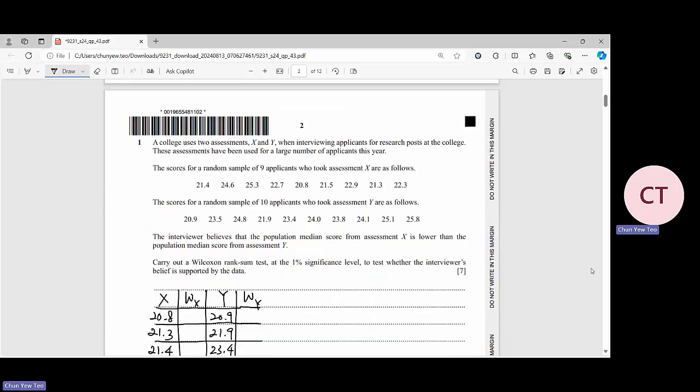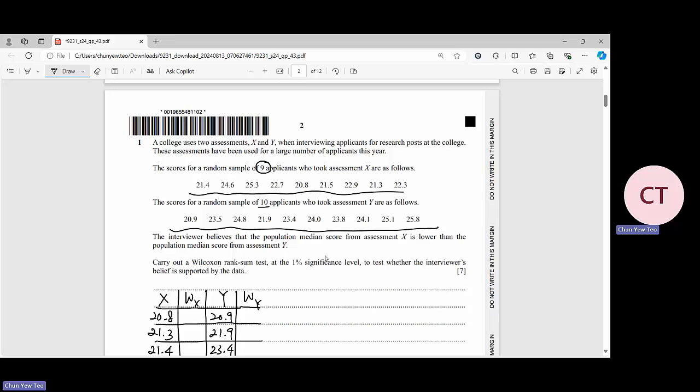A colleague uses two assessments, X and Y, when interviewing applicants for research posts at college. These assessments have been used for a large number of applicants in recent years. The scores for a random sample of 9 applicants who took assessment X are as follows. Then we have the scores of a random sample of 10 applicants who took assessment Y.